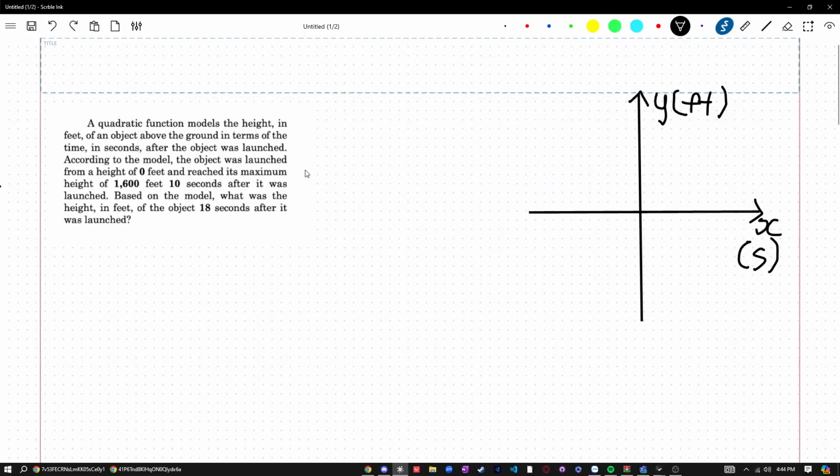Okay, this is a very common SAT quadratic function word problem. So be sure to familiarize yourself with this question because it will appear a lot in your exam.